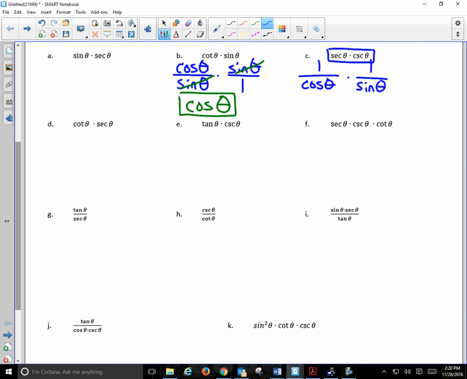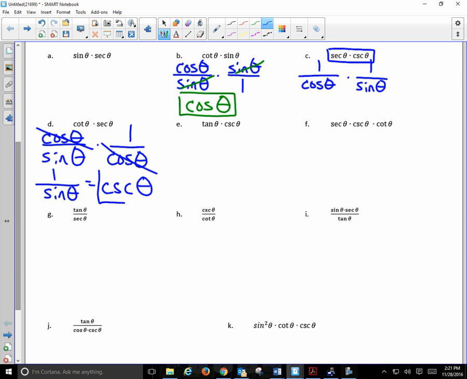Cotangent times secant. How can you rewrite cotangent? Secant? What happens? Cosines cancel, and I'm left with 1 over sine, but I'm not done. What is 1 over sine? It is cosecant. And so it turns out that cotangent times secant is cosecant.